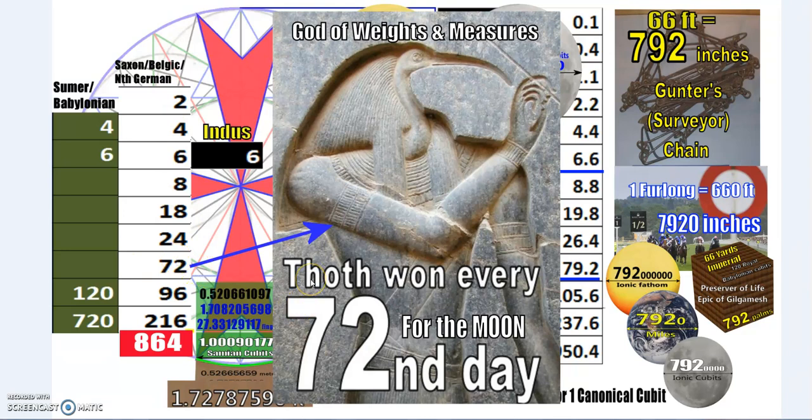72. Well, Thoth, the god of weights and measures, the god of geometry, architecture, astronomy. Just like Chesed, very strongly connected to Heliopolis and the high priest there, the chief astronomer or the chief of the observers, amongst so many other connections to 72. But for instance, Thoth, one every 72nd day for the moon.